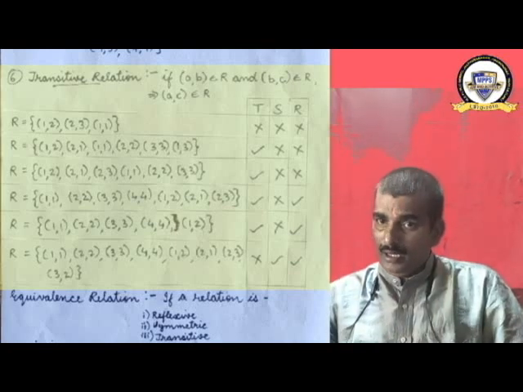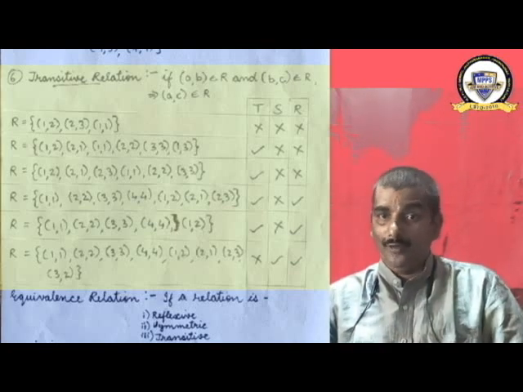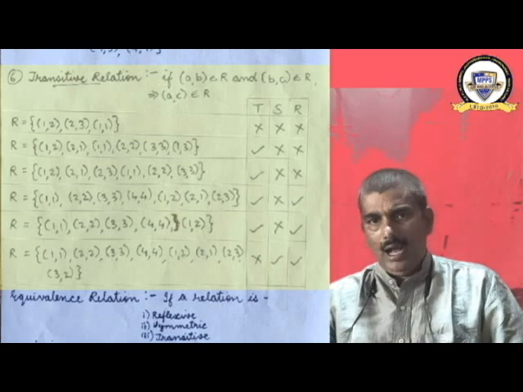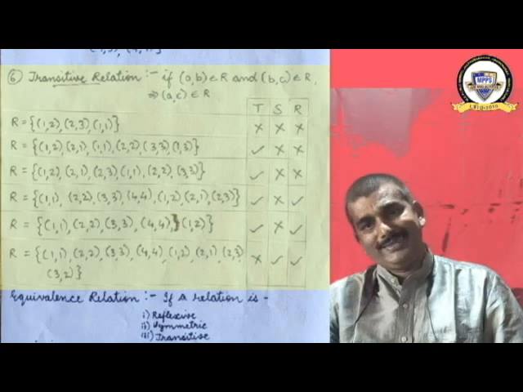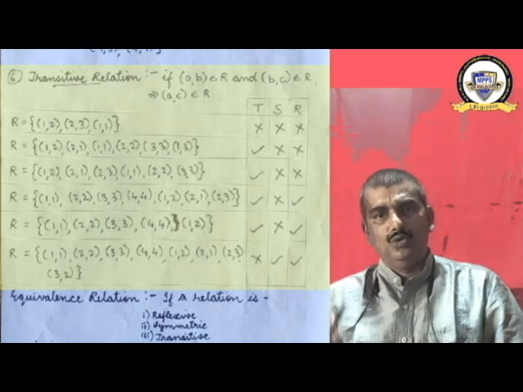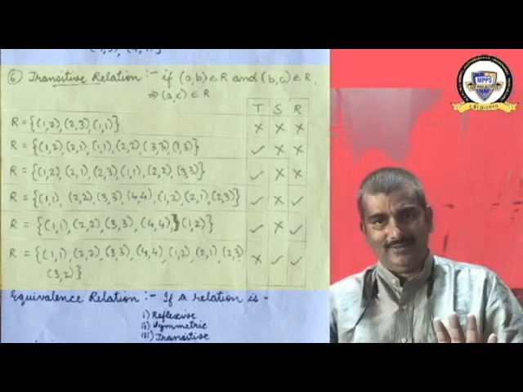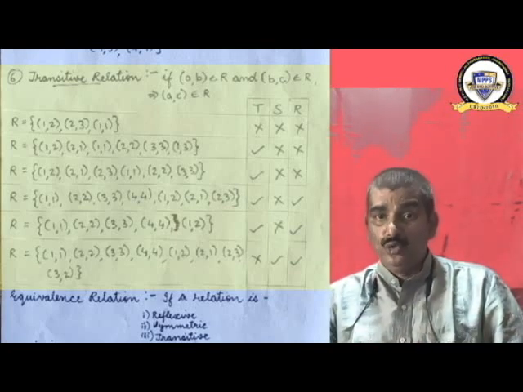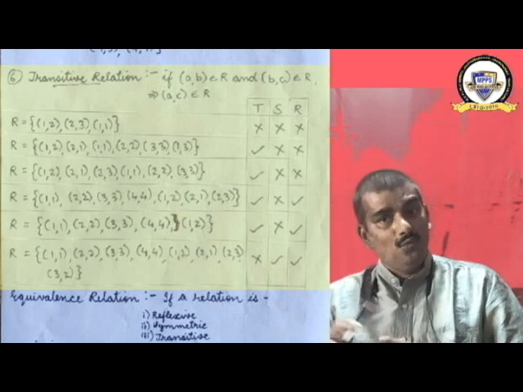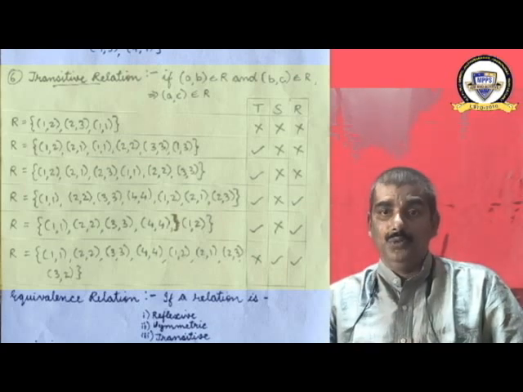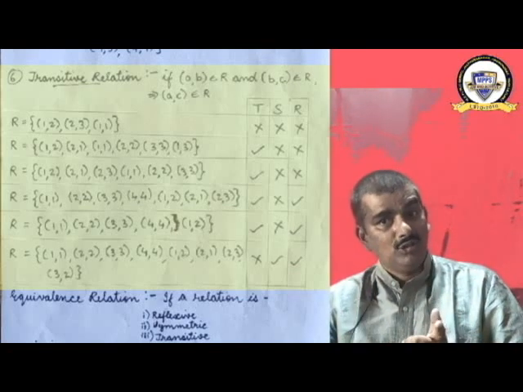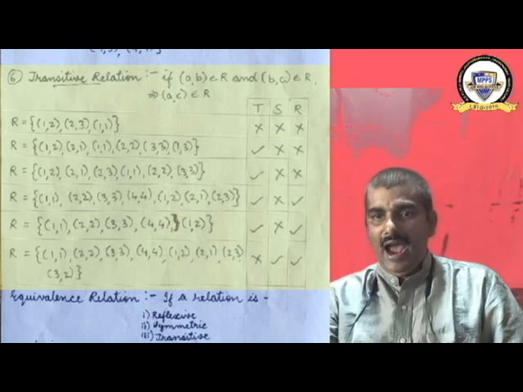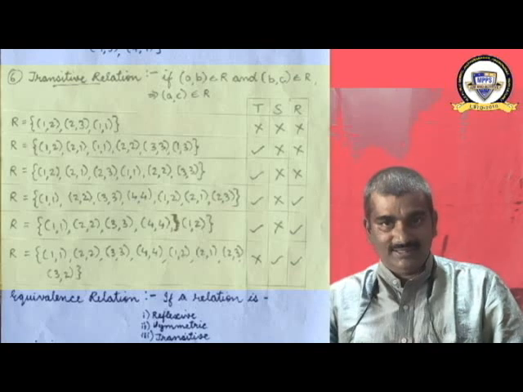Then the next one, reflexive. It is reflexive also because (1,1), (2,2), (3,3), (4,4), all 4 are available over there. That is why it is reflexive. Then the next case we can see (1,1), (2,2), (3,3), (4,4). All 4 cases are there. And next one is (1,2). That is why it is transitive. But it is not symmetric because (1,2) is there, (2,1) is not there. And it is reflexive because all cases (1,1), (2,2), (3,3).